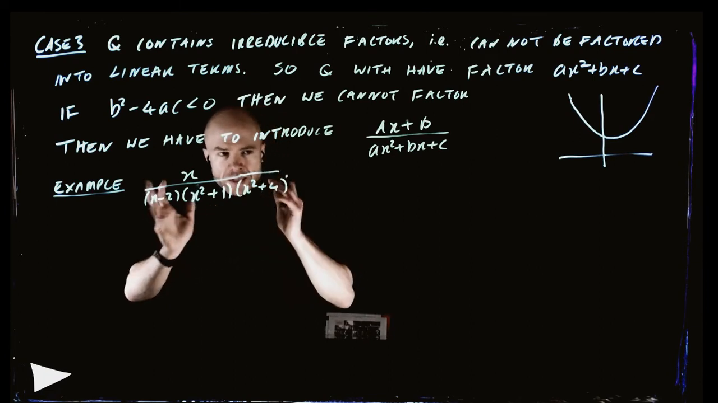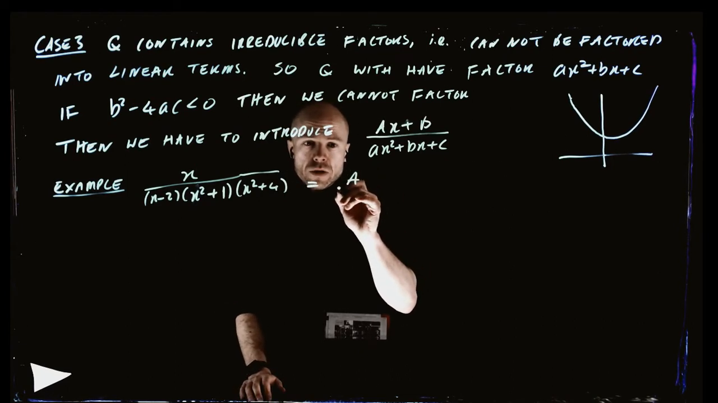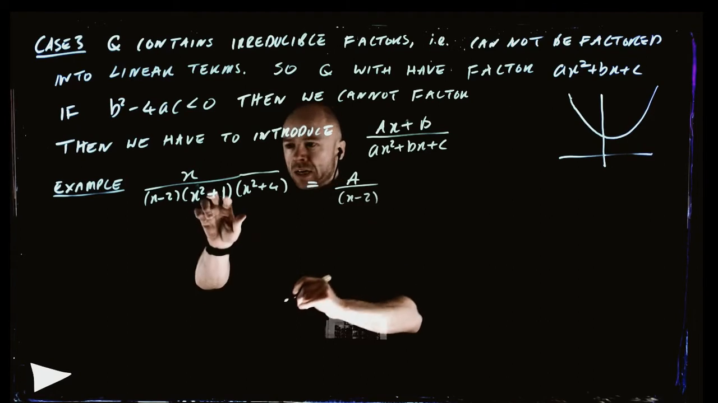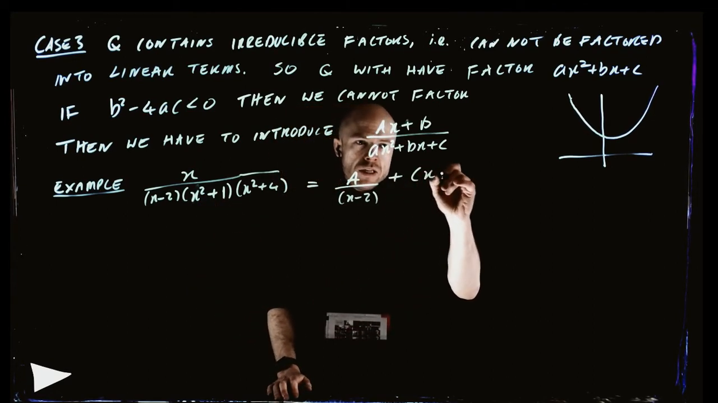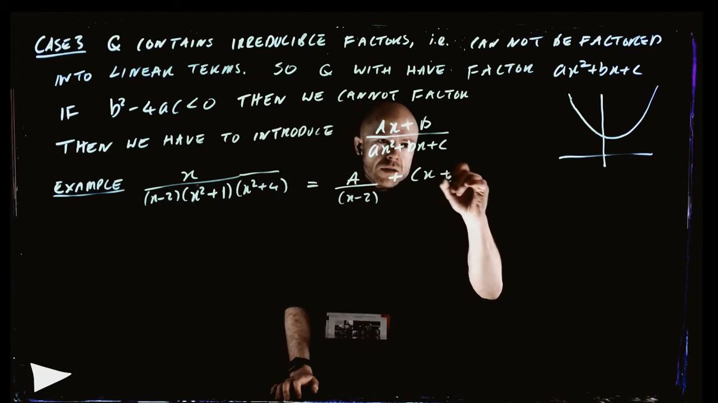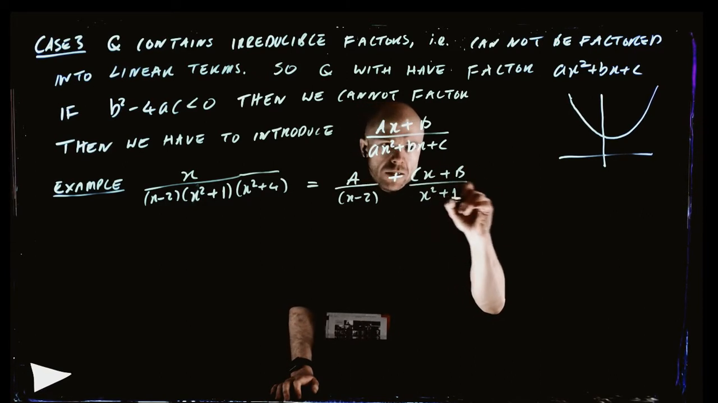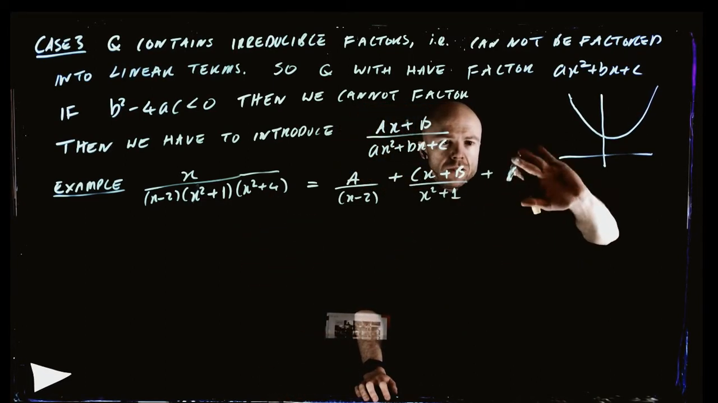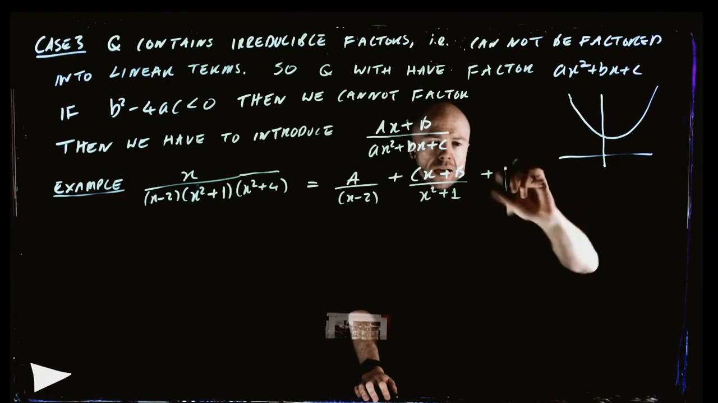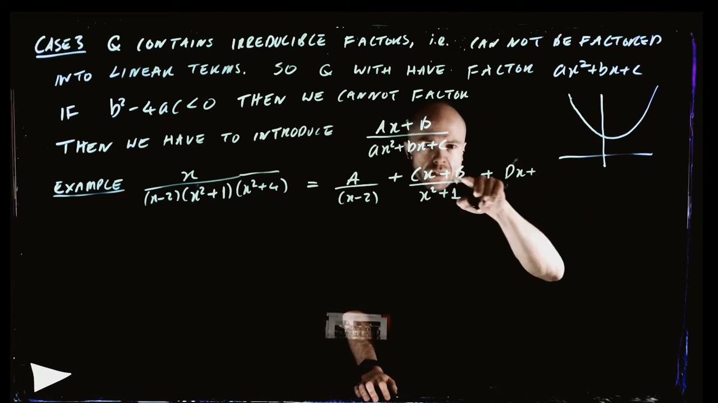This one is a nice linear form, so for the linear form we can just put A over x minus 2. And now to deal with these, we have to write them in this form. So let's do Bx plus C over the first irreducible quadratic, and then for this one, another couple of coefficients, let's do Dx plus E.